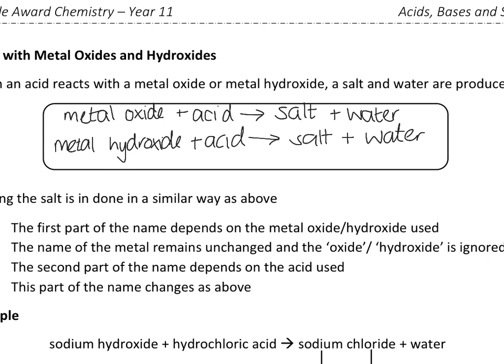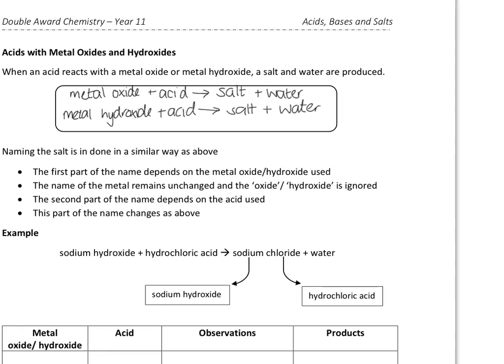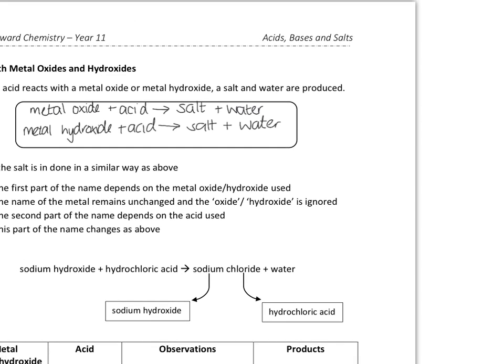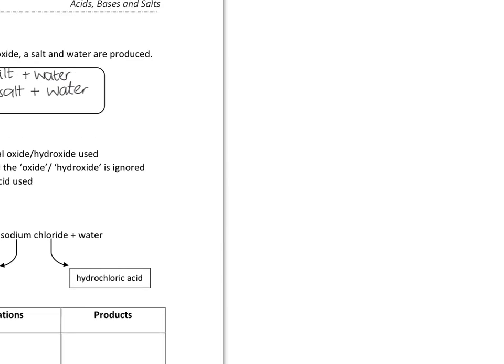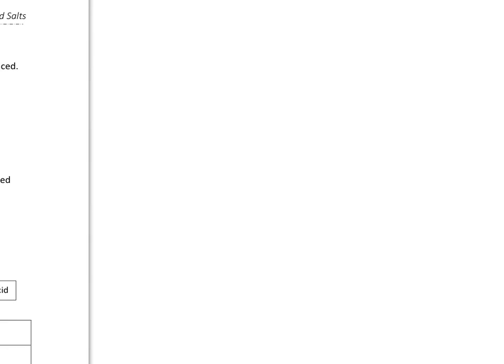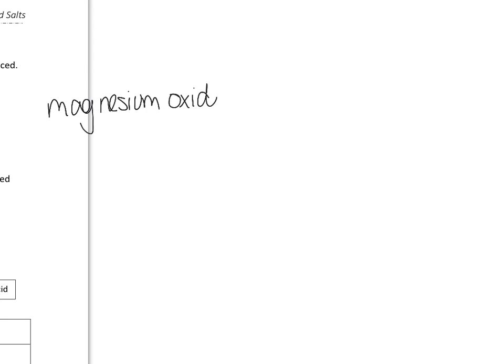Now, we need to again be able to name our salt. Now, this is named in exactly the same way as above, except there's just one part that we do slightly differently, and we ignore one part. So we'll do it off to the side here. So say, for example, we have magnesium oxide plus hydrochloric acid.